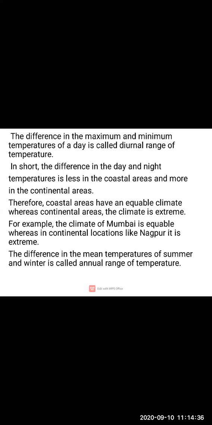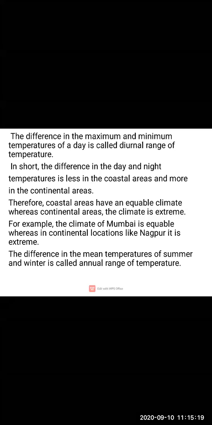So what happens? Coastal areas have an equable climate. Equable means they are going to observe an equal amount of temperature throughout the day and night. So coastal areas have an equable climate, whereas in continental areas the climate will be what? Extreme in those regions, because we have observed that the difference in the maximum and minimum temperatures of day and night was more in the continental areas. So that is why the climate in that region is extreme.